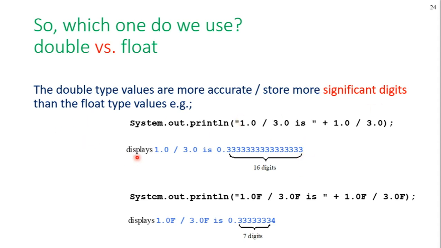For example, if I try to display 1.0 divided by 3.0, 3.0 is a floating point literal. What's the data type of a floating point literal in Java? Double. Same thing for 1.0. So this is a double divided by a double. The result is going to be 0.3333 with 16 digits as significant digits. That's the representation of 1 divided by 3 as a double.